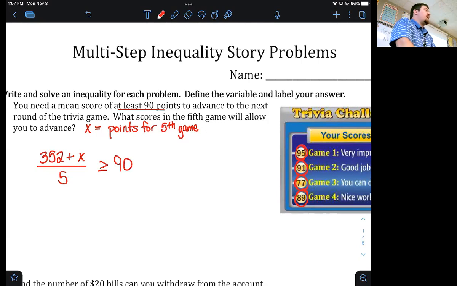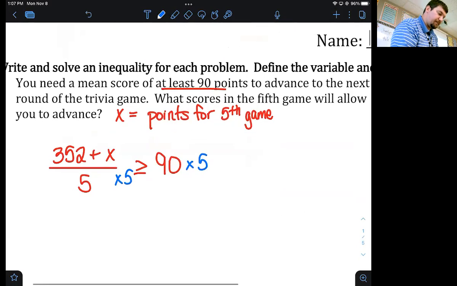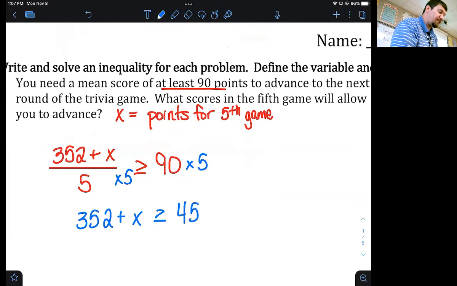What do I do to both sides first, Lizzie? That's right. Multiply by 5. Undo the dividing by 5. So times by 5. Lizzie, what's 90 times 5? Okay. So if I'm going to get an average of at least a 90, I need to score at least 450 points for all 5 games totaled.